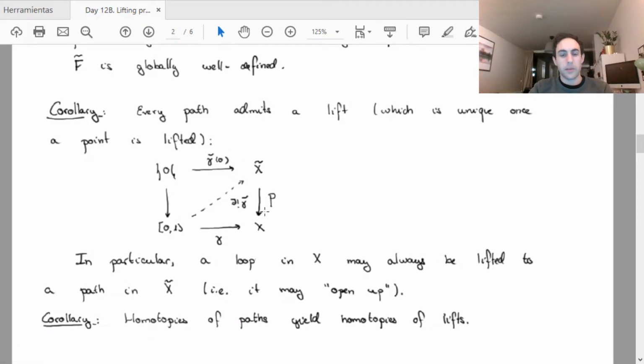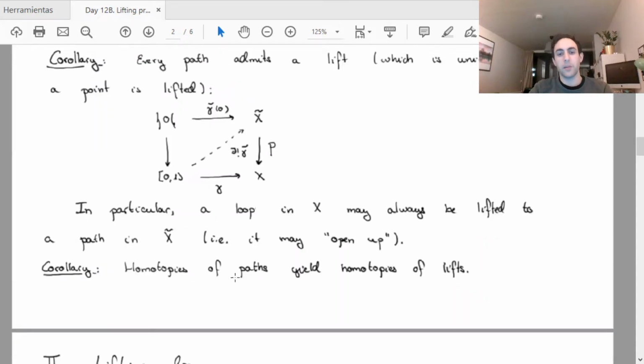All right, so we have this statement, and there's also a parametric version of it, which is that if I have not just paths, but homotopies of paths, then I'm able to lift all of them and yield homotopies of lifts.